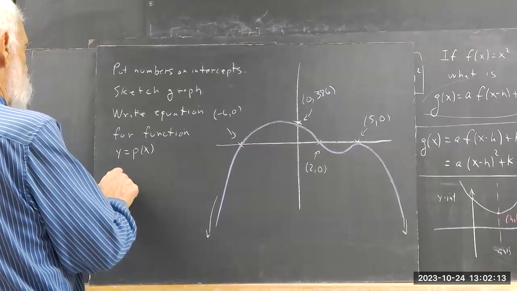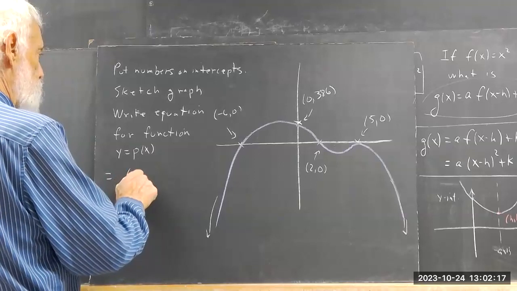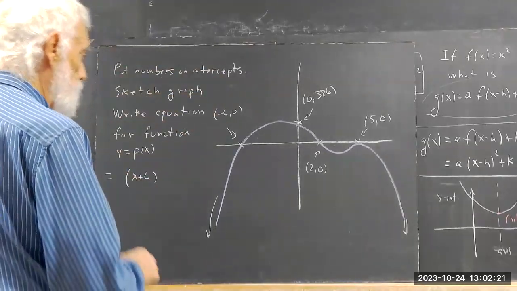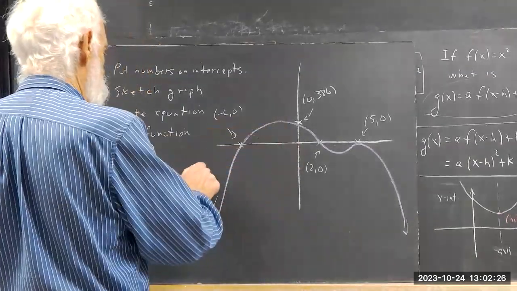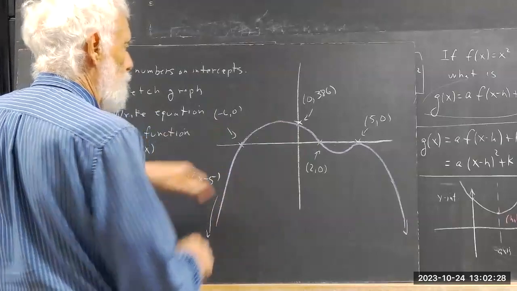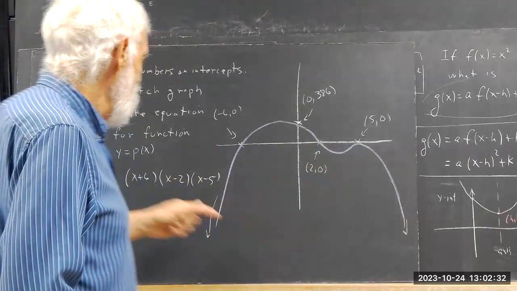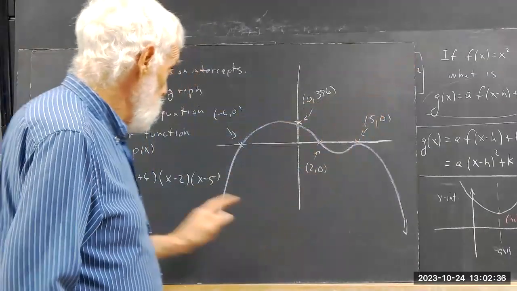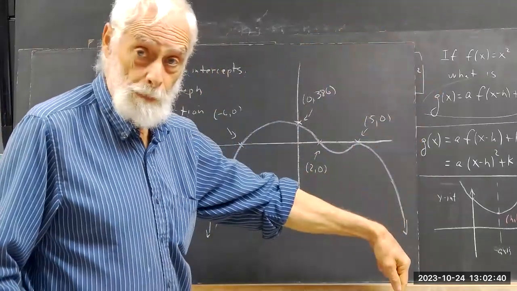We know that P of X has to have factor X plus 6 in order to go through -6, 0. Has to have factor X minus 2 to go through 2, 0, and X minus 5 to go through here. Except that if that's all it has, it's going to go straight through here because X minus 5 will just take it straight on up and it won't go down over here.